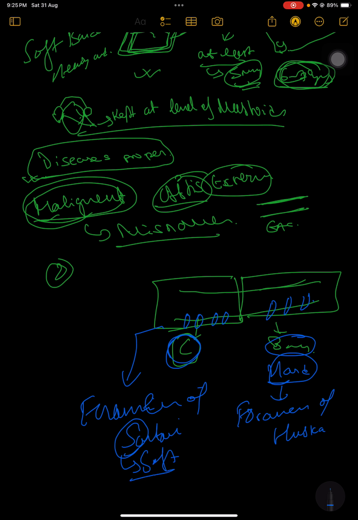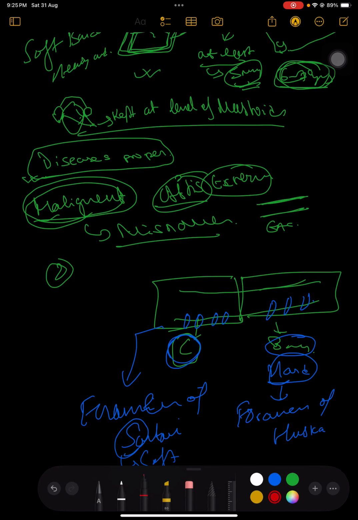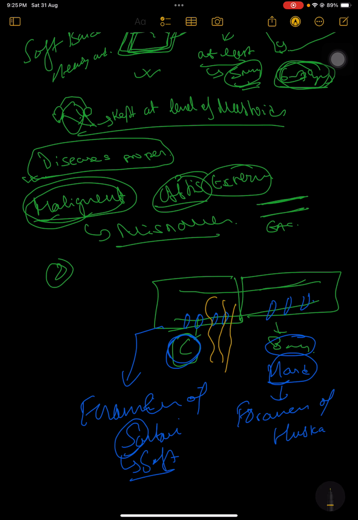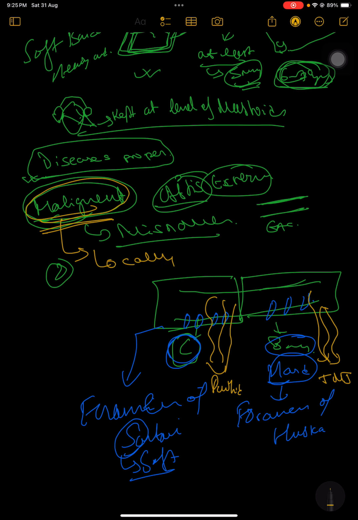From the foramen of Santorini, the infection can trickle down. Let's mark the infection with the yellow color. It can trickle down to the parotid, and from the hard part it can trickle down to the temporomandibular joint. So malignant is a misnomer. And why is this term malignant used? Because this is a locally aggressive type of disease. It occurs here and it involves all the areas, and it's very aggressive.